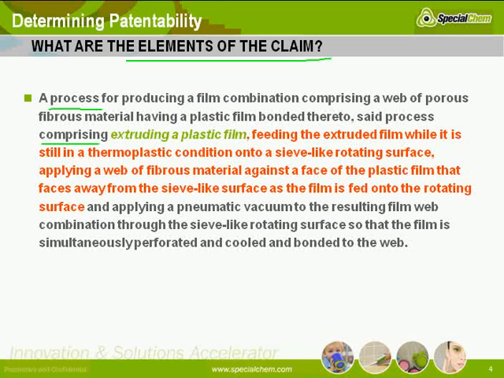So, for example, after the word comprising, we see extruding a plastic film. We go to feeding the extruded film while it's still in a thermoplastic condition, whatever that means. That's a fairly ambiguous statement, onto a sieve-like rotating surface. And you get the idea here that each one of these steps that describes this process is an element of the claim.